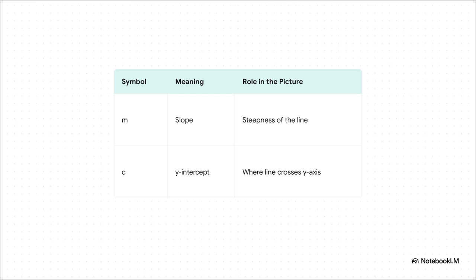The x and y are just your coordinates, your horizontal and vertical positions on the map. But the m and the c, that's the secret sauce. M is the slope. That tells you how steep the line is. Is it a gentle hill or a steep cliff? And c is the y-intercept. That's just a fancy way of saying, where does the line start on that up and down axis? It's a whole roadmap, all packed into one tiny equation.